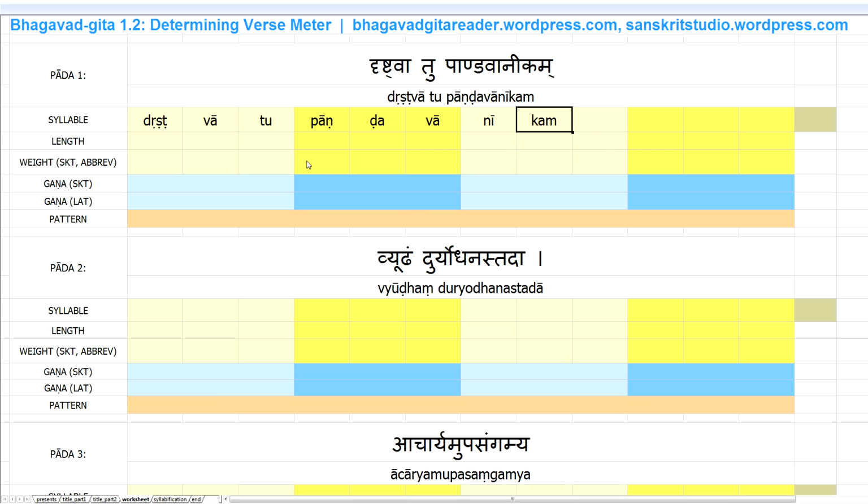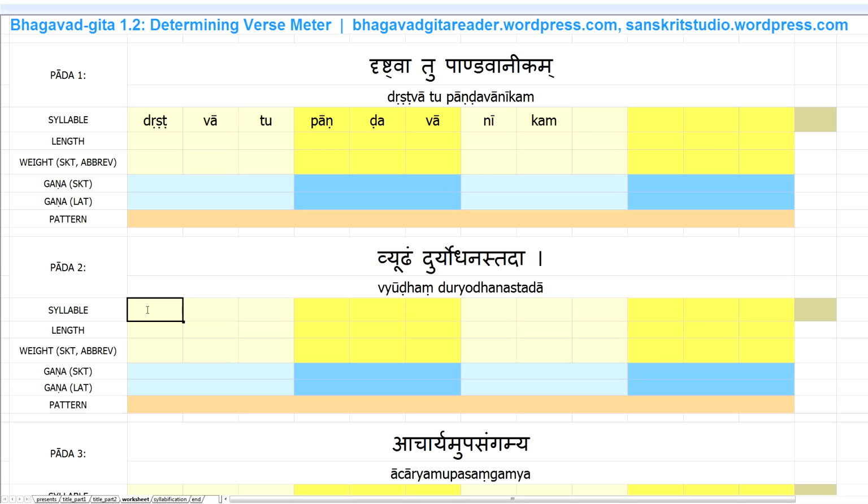So that's the first line. Now pada number 2. Vyudham duryodhanas tada. And here we see that we have the first syllable there, and the question is, what about da here? Well, it's just one consonant, right? So it goes to the right.